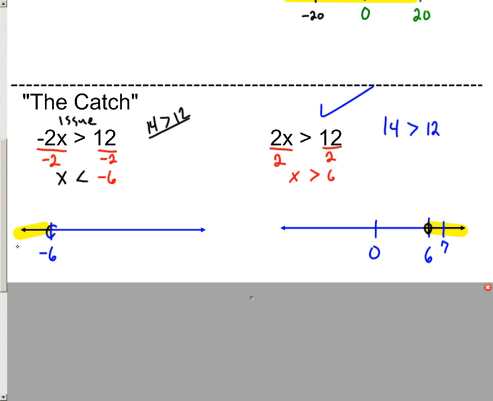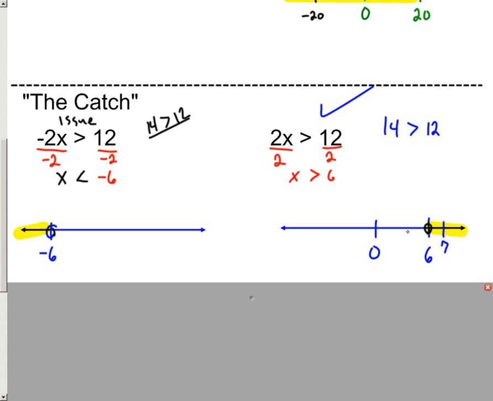Negative 8 times negative 2 would make it 16. Everything that's to the left of it would actually make this true. And all that we had to do was turn the inequality sign around. But we don't want to do that over here because that would make it all false.